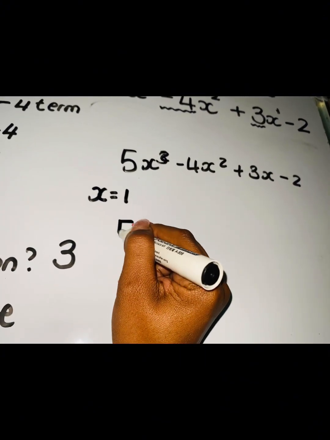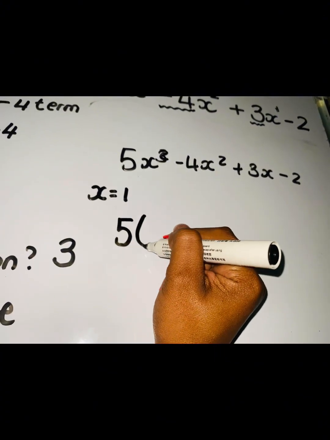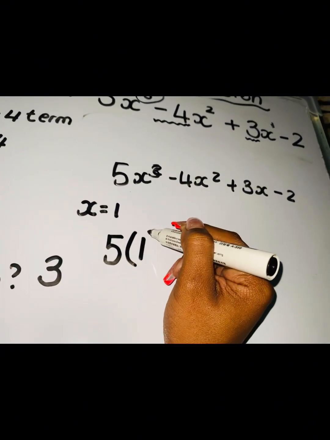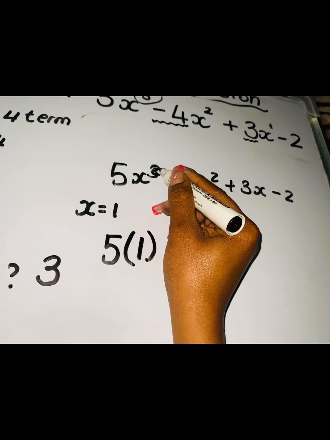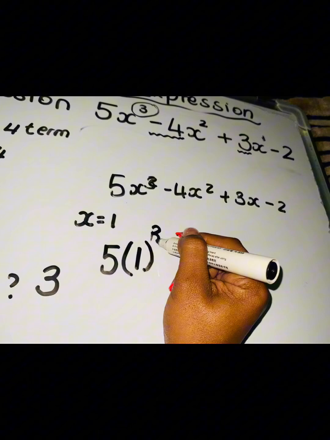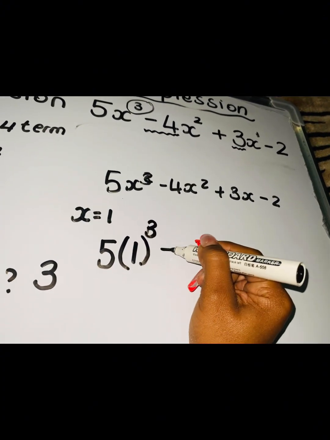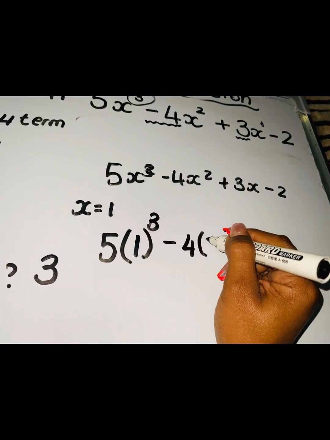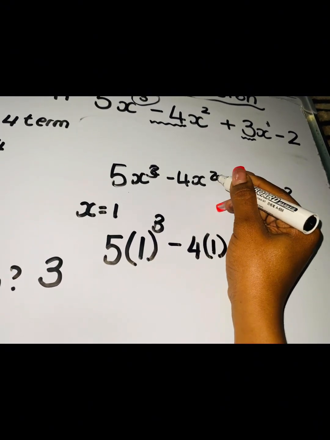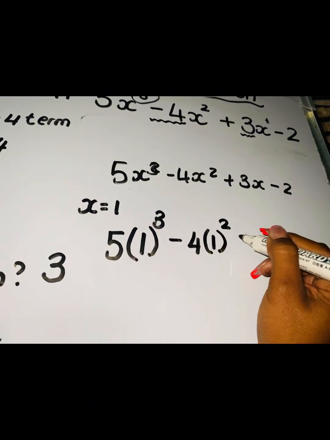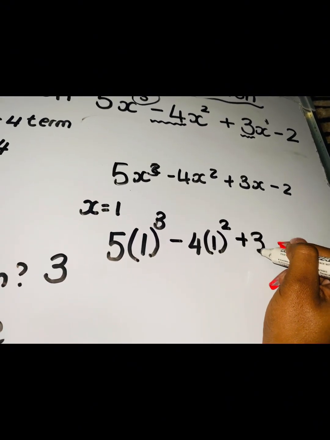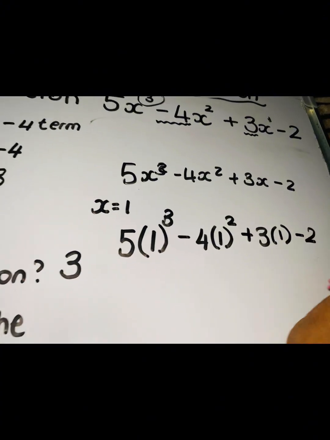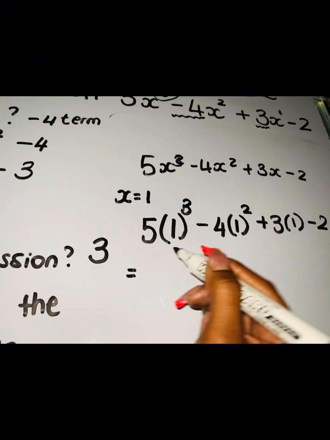Right. Now when we substitute, we always put things in the bracket. In the place of x, we're going to put 1. But this is not just x, it's x that's raised to the power of 3. So we're going to still keep the power. Minus 4, and we're going to substitute 1 in the expression. So we have 1, but it should be to the power of 2. Plus 3, and then we also put it in the bracket, minus 2. You can put the whole thing in the calculator, or you can break it down.